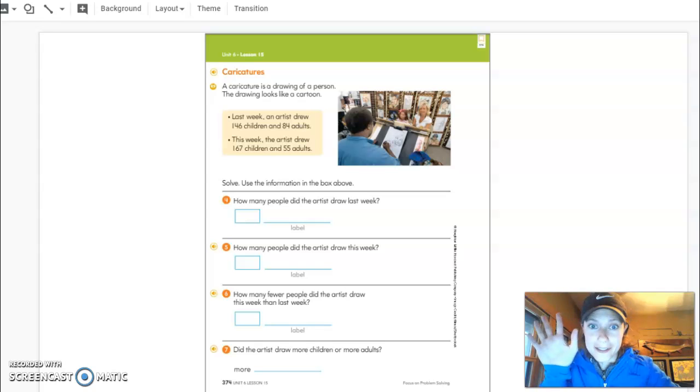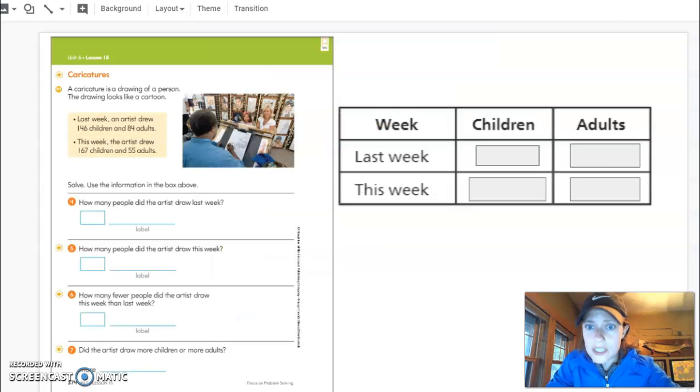Yeah, pretty talented. So it says, last week an artist drew 146 children and 84 adults. This week, the artist drew 167 children and 55 adults. Now, I'm thinking about this information, and sometimes it's helpful to organize the information before you start solving things. So something we could do is to create a table.